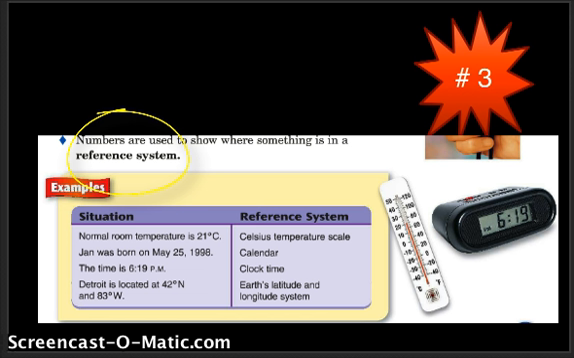Let's take a look at the second example. Jan was born on May 25th, 1998. Well, the reference system that we would refer to in order to figure that information out is a calendar. This might be a good time to pause the video and go ahead and read through the last 2 examples on the table.